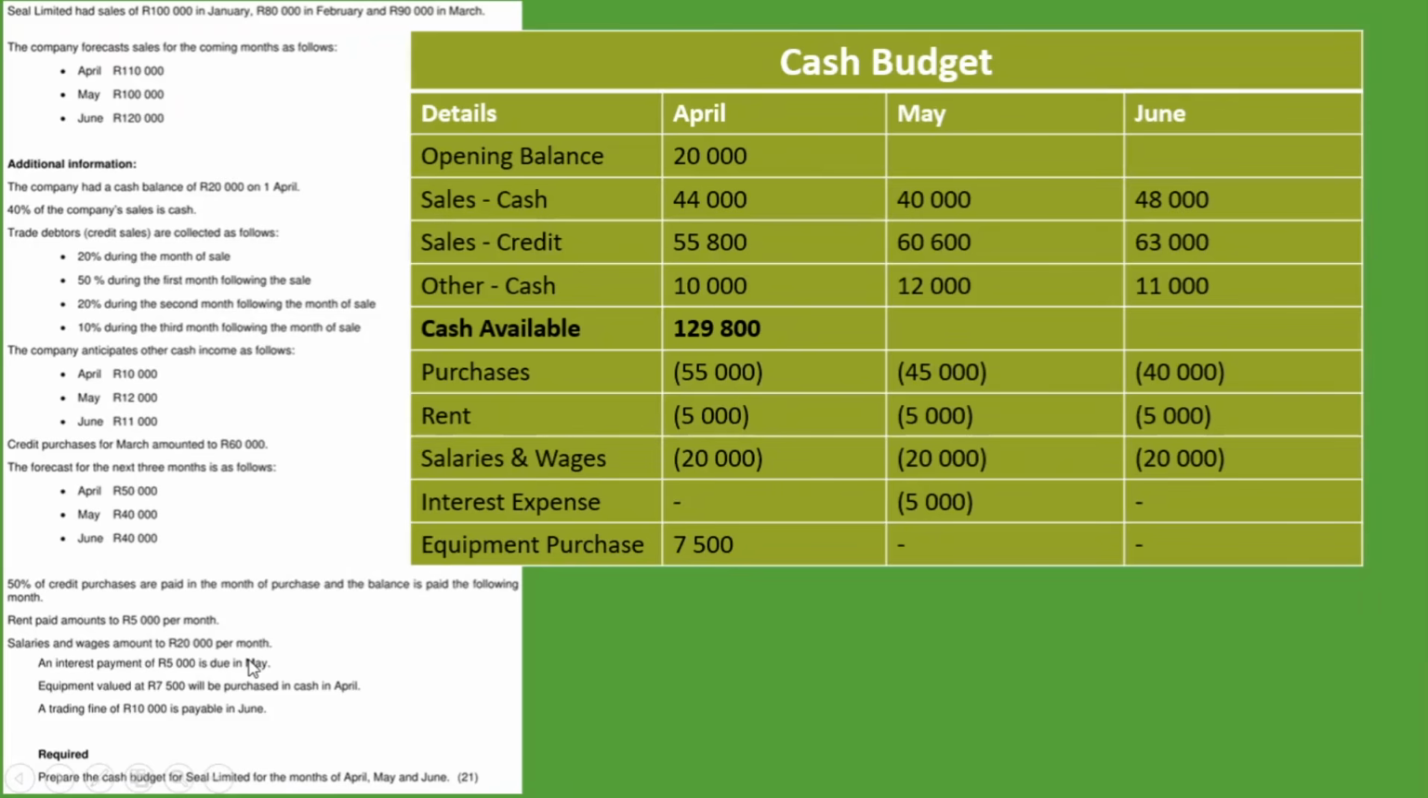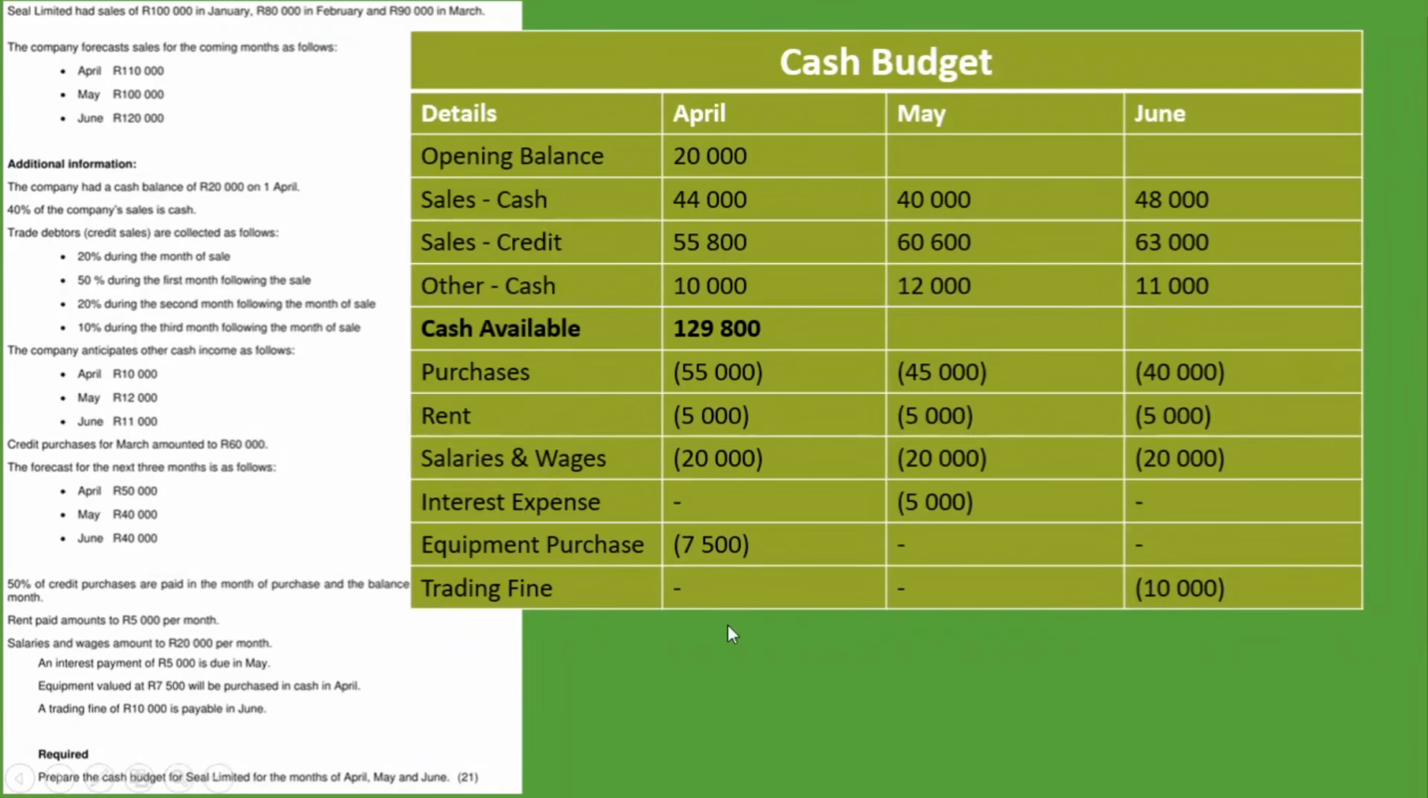And then a trading fine of 10,000 Rand is payable in June. So it's not in April, it's not in May, it's in June. So we put trading fine, and we put it under June, 10,000 Rand in brackets. So you can see we've put all our expenses in brackets, all the cash outflows in brackets. And then we have just completed the cash budget because that is the last one that we have done.